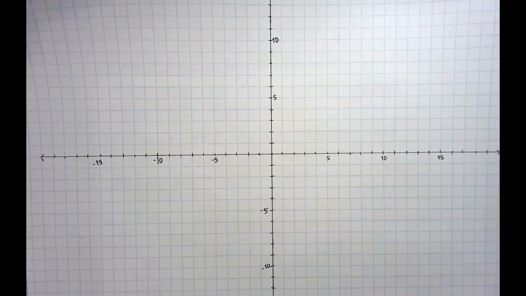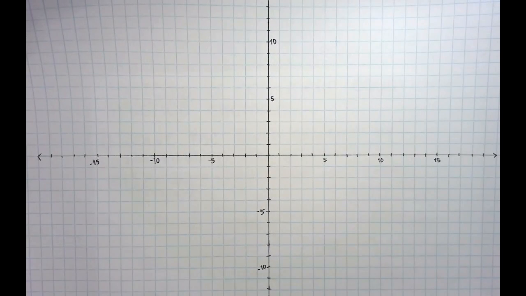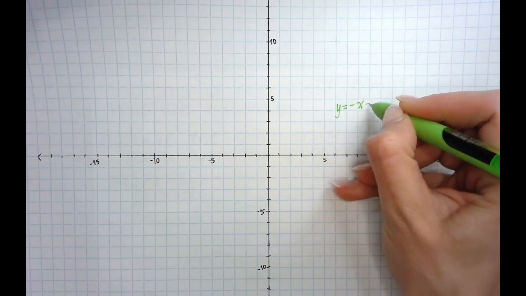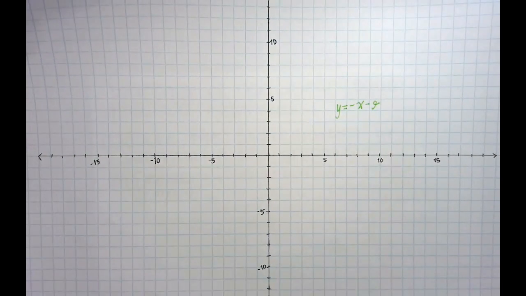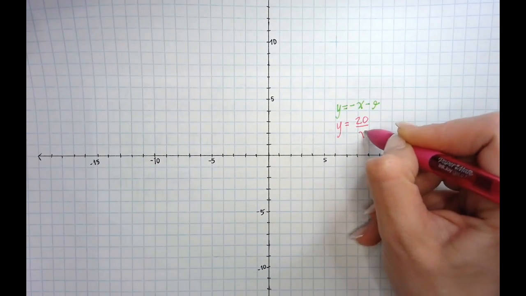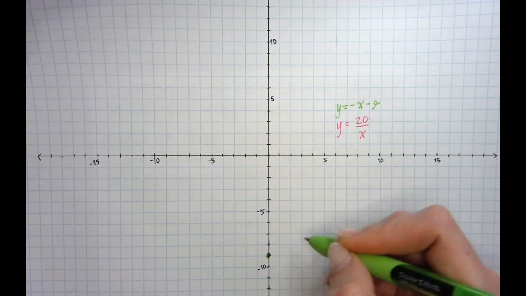Using the same colors I just saw, I'm just going to rewrite my equations a bit. So the two equations I am dealing with are y equals -x minus 9, and I think this was the color order I did, y equals 20 over x. The linear function is pretty simple. Here's my -9 and my slope is -1.